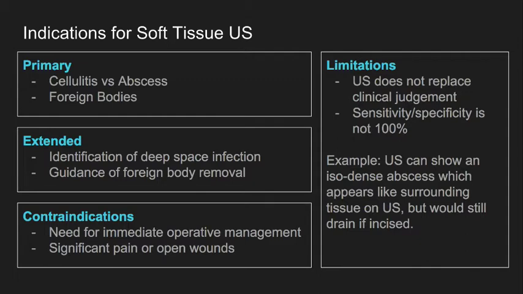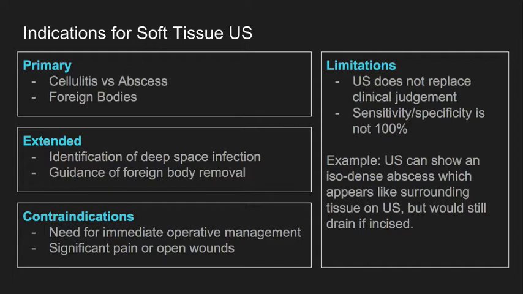So let's talk about the indications for a soft tissue ultrasound. The primary indications are potential cellulitis, abscess, or soft tissue foreign bodies. Extended indications include infections that might extend into deeper structures or removal of a foreign body that's identified. There are some times when you should avoid using POCUS for soft tissue. The contraindications include red flags such as pain out of proportion to exam, open wounds, or the need for immediate operative management. Ultrasound should not delay definitive management.